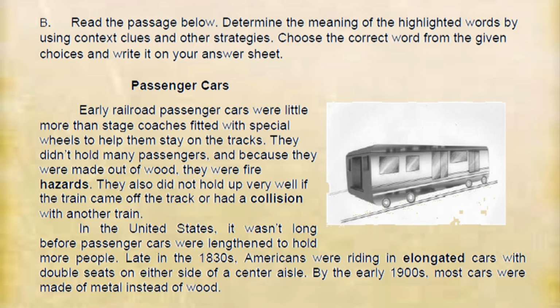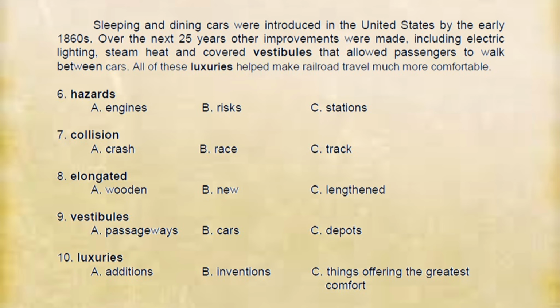In the United States, it wasn't long before passenger cars were lengthened to hold more people. Late in the 1830s, Americans were riding in elongated cars with double seats on either side of the center aisle. By the early 1900s, most cars were made of metal instead of wood. Sleeping and dining cars were introduced in the United States by the early 1860s. Over the next 25 years other improvements were made, including electric lighting, steam heat and covered vestibules that allowed passengers to walk between cars. All of these luxuries helped make railroad travel much more comfortable.